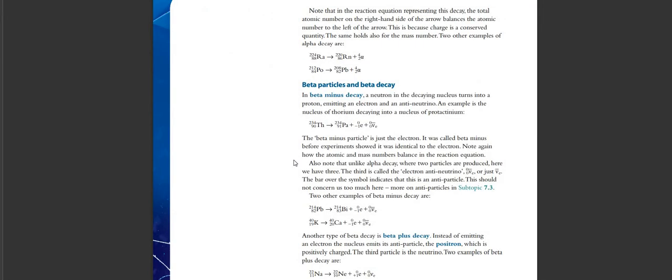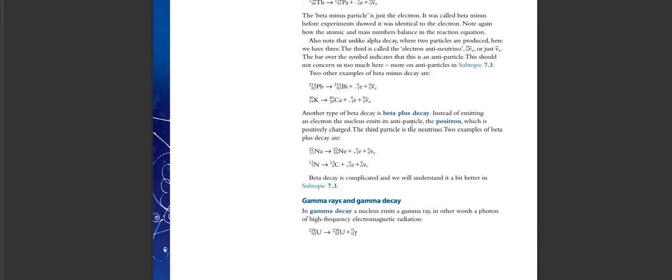And I believe there's also beta plus. So in this case, like in beta minus, you had a neutron breaking into a proton and an electron. In this case, you essentially have a proton emitting a positron and becoming a neutron. A positron's just like an electron except with a positive charge. That's all you need to know.